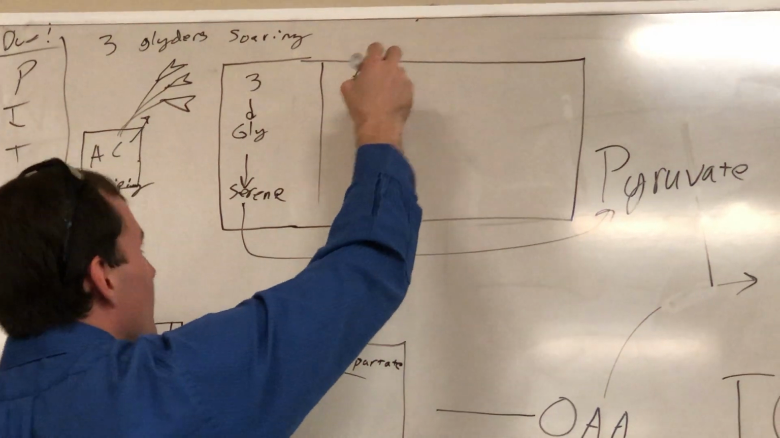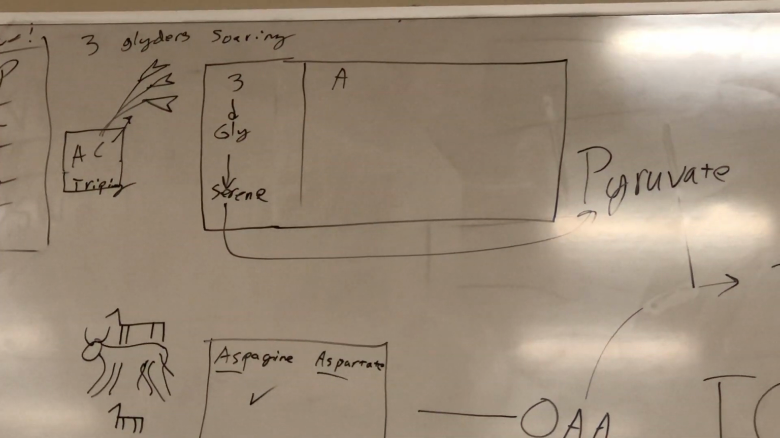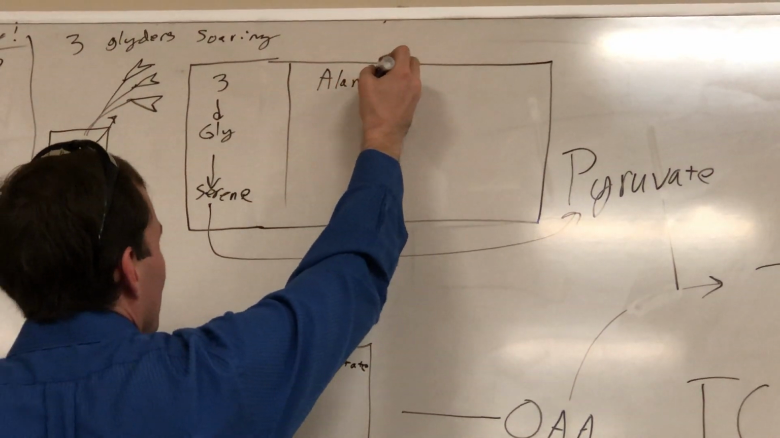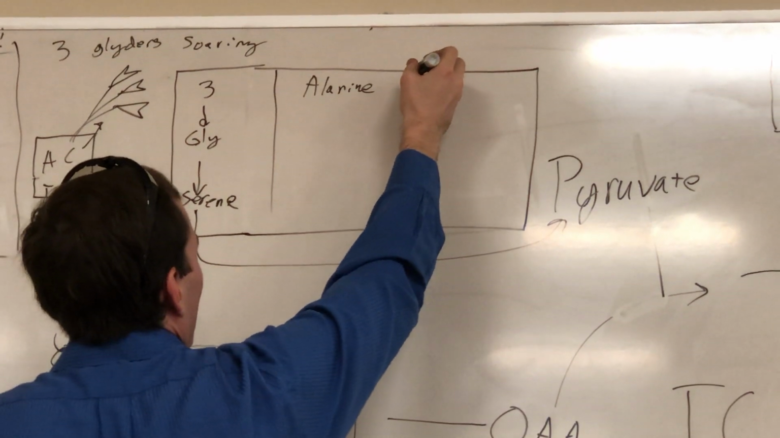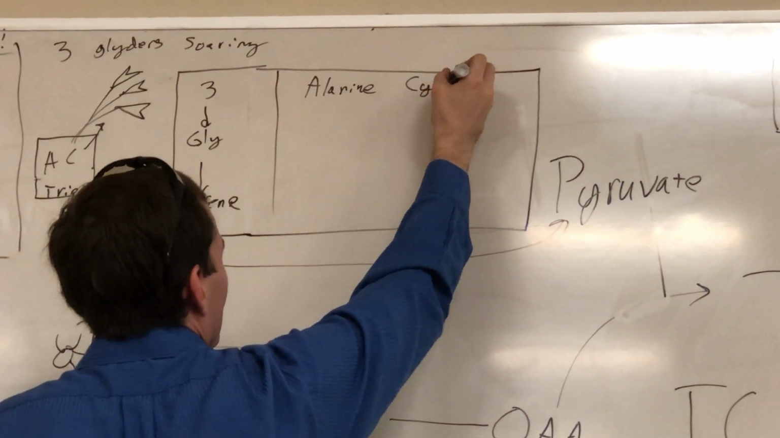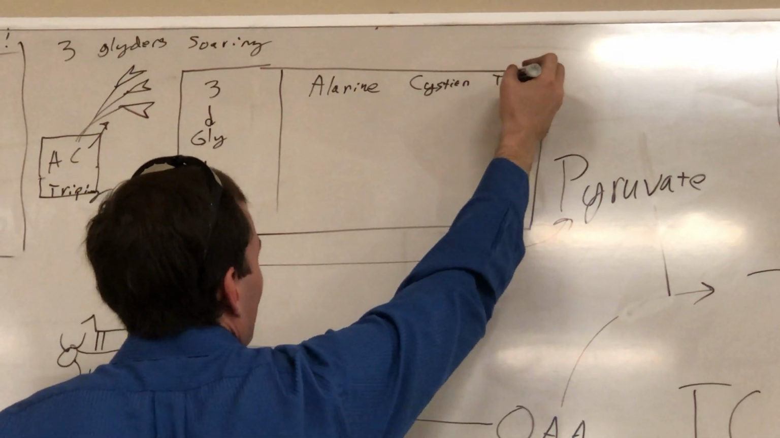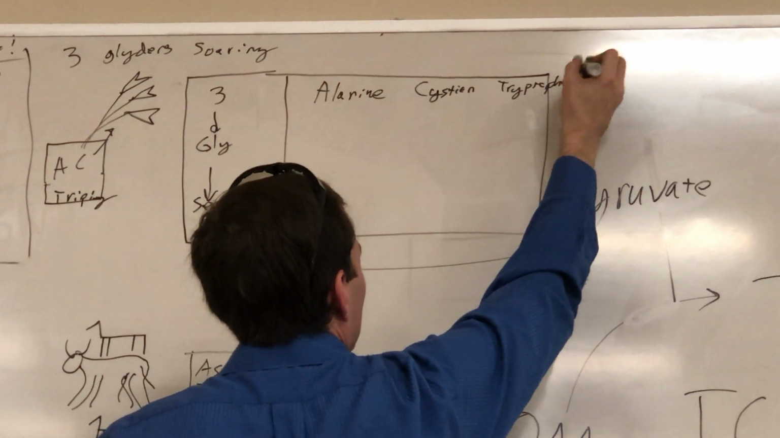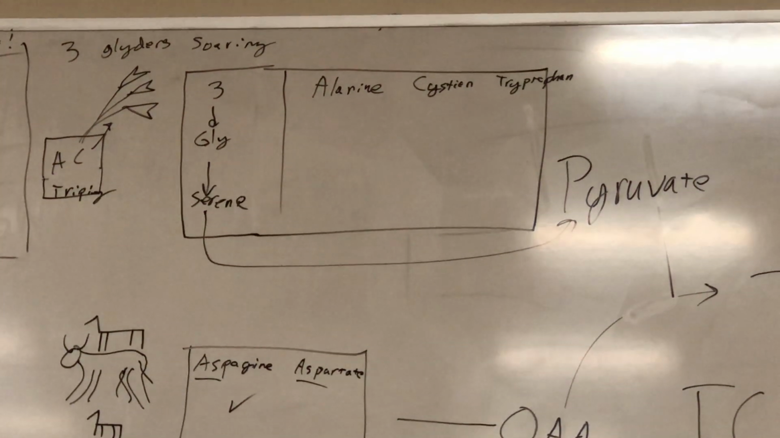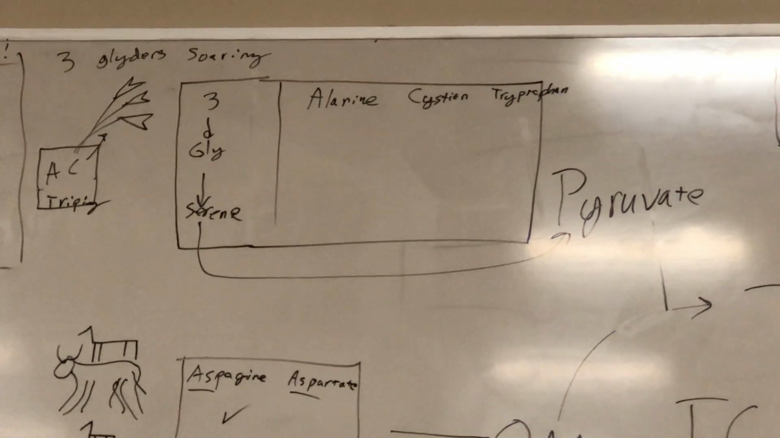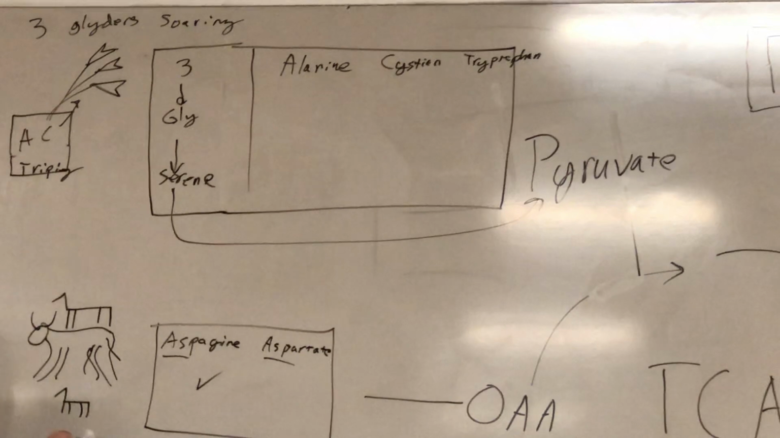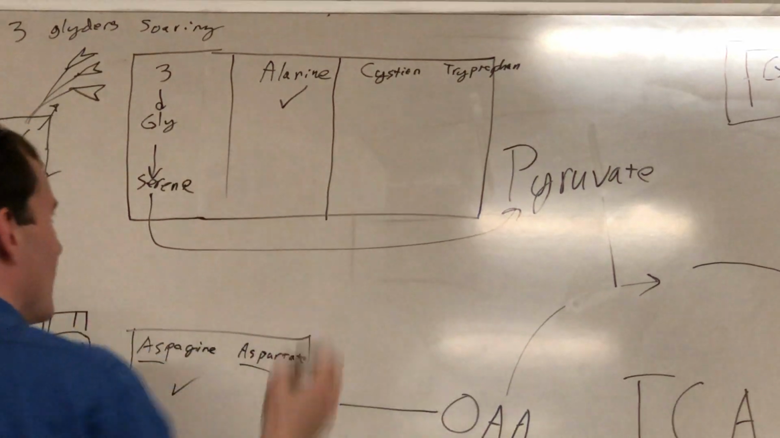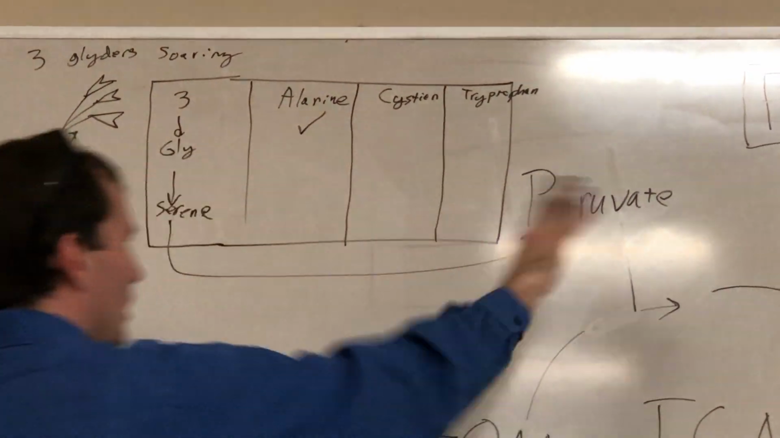So for the AC unit, threonine to glycine to serine, right? Yes, threonine to glycine to serine. Then for the AC, we have alanine. And then for the C, we have cysteine. And then for the tripping, we have tryptophan. And all of these are becoming pyruvate. So alanine, thank goodness, we're just good. We don't need to know anything else except that alanine becomes pyruvate.